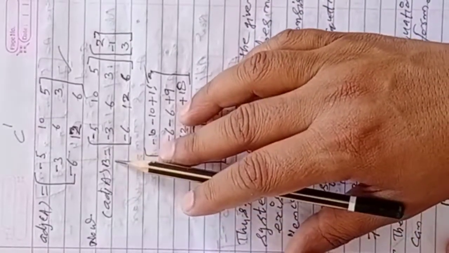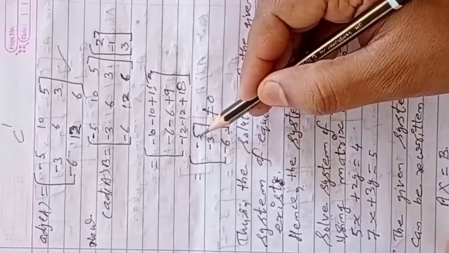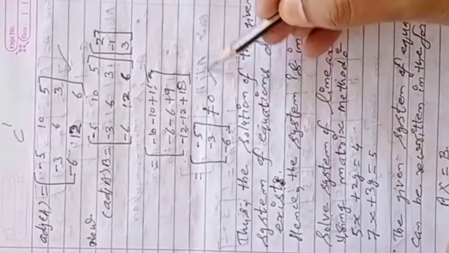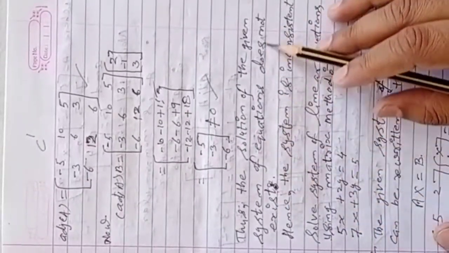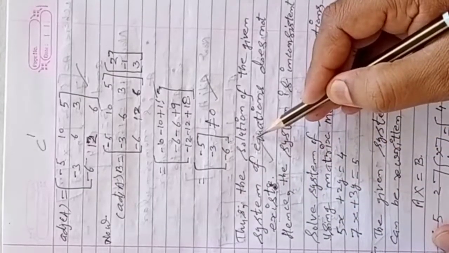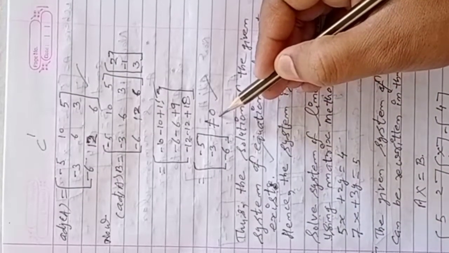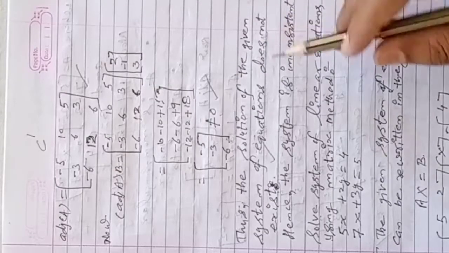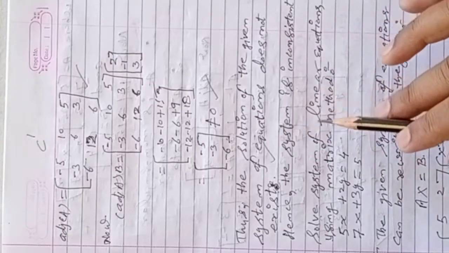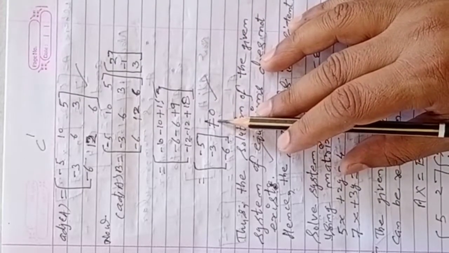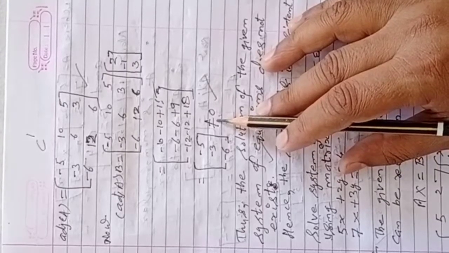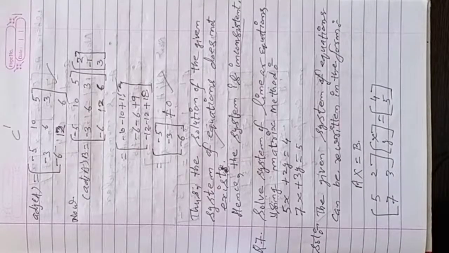Now we will find (adj A)B, and it is coming [-3; -5; -3; -6], not equal to 0. So in this case the solution of the given system of equations does not exist. If it is not equal to 0, then the system has no solution, and hence it is inconsistent. And if it is equal to 0, then it will be consistent, but this time it is not consistent. Questions 7 to 15 are of the same type.